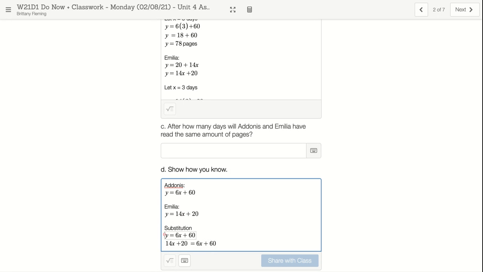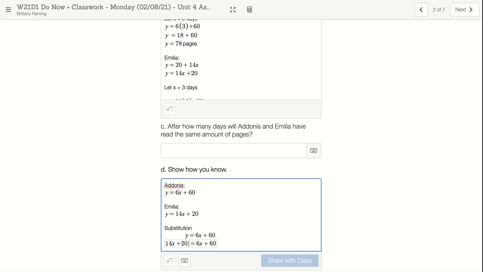And I like to keep my equal signs lined up, so I'm going to go ahead and move it over. So once again, look very closely. So this is my first equation, equation 1. I wrote that equation right here. Then I know that for equation 2, y is equal to 14x plus 20. So instead of writing y, I substituted in the expression that is equal to y for equation 2.